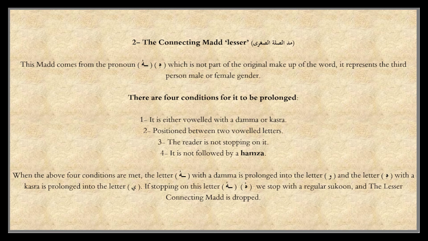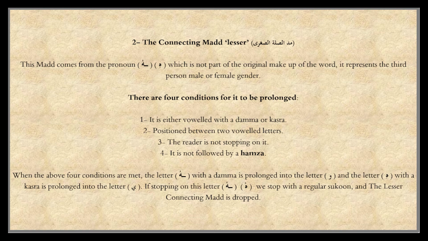There are 4 conditions for it to be prolonged. 1, it is voweled with either dhamma or kasra. 2, it is positioned between 2 vowel letters. 3, the reader is not stopping on it. 4, it is not followed by hamza.